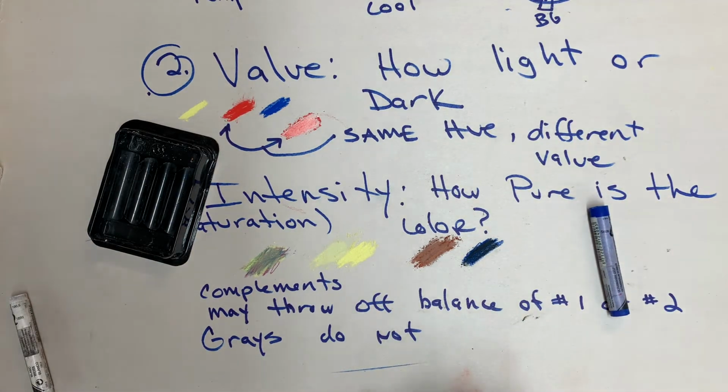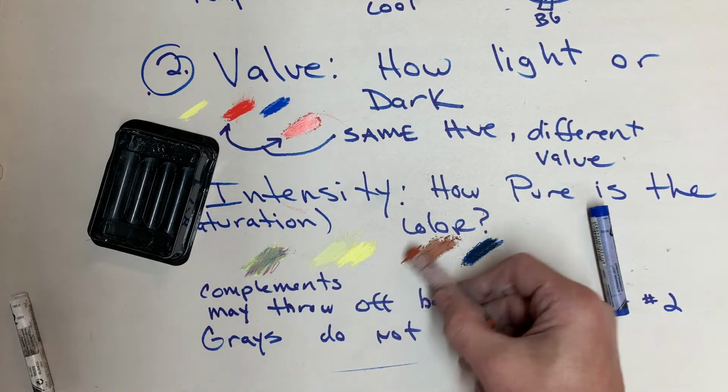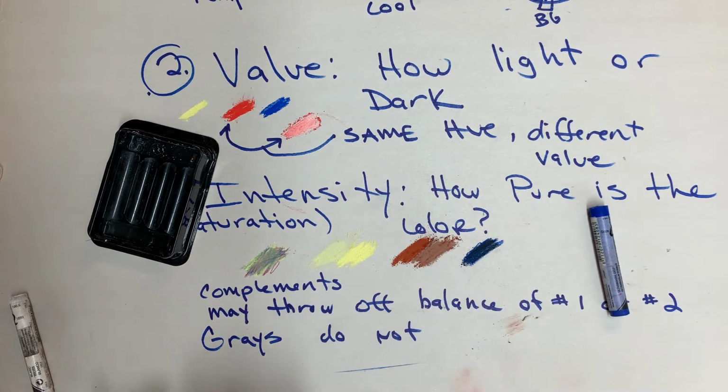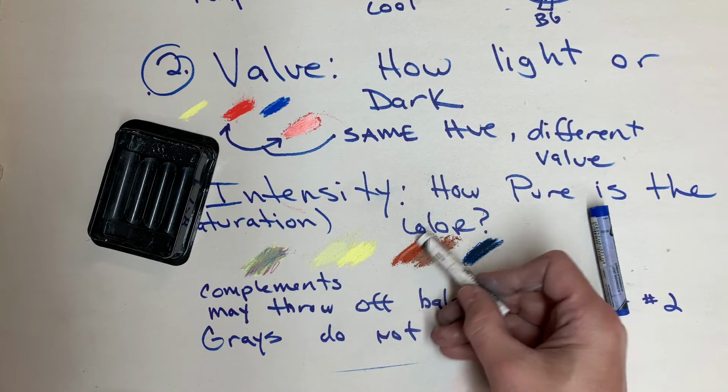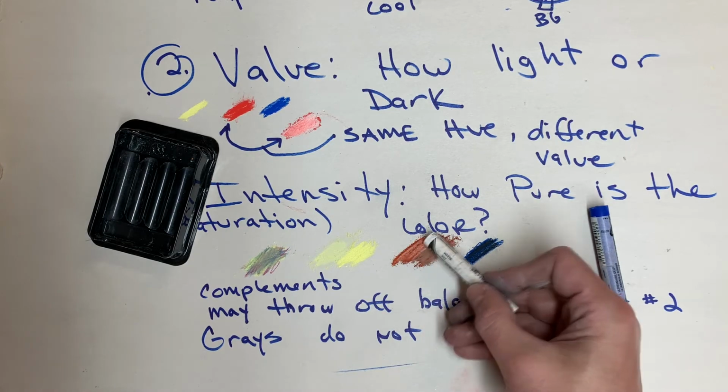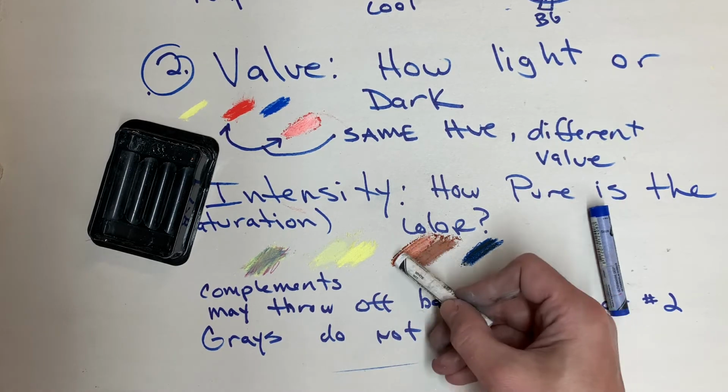Adding white or black can also affect the intensity of a color. Here's an example of me mixing white into the brown, to give you an example of how different it looks compared to the gray mix. Adding white didn't lower the intensity of the brown as much as adding the gray.